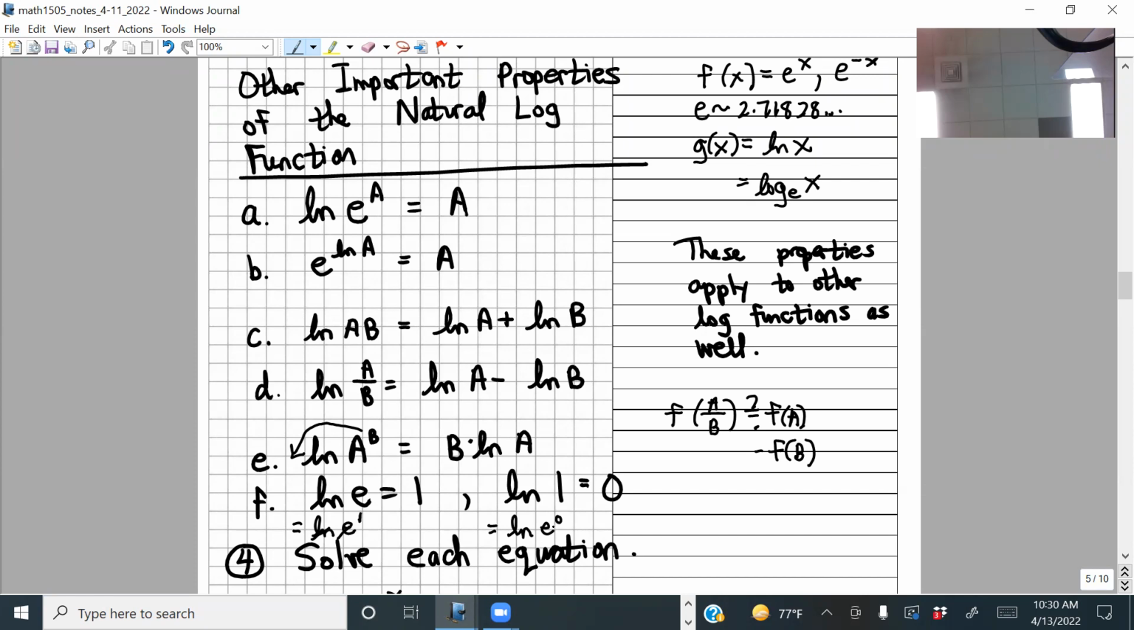You cannot raise 0 to the 0th power. Okay. But e is not 0. So you can raise e to the 0th power. Any other number to the 0th power is going to give you 1.